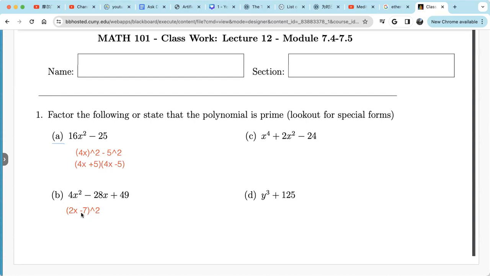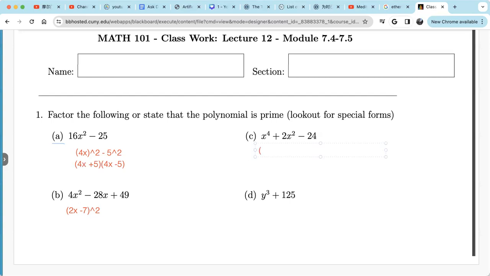Perfect square. We get the first one squared, 2x squared is 4x squared. Then the product of those two, 2x times negative 7, that's negative 14. Negative 14 times 2, we get negative 28. Then negative 7 squared is 49. So B is a perfect square, 2x minus 7 squared.